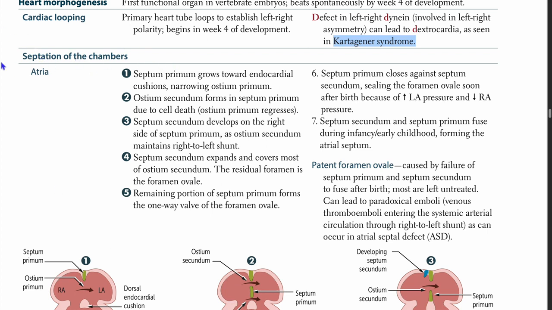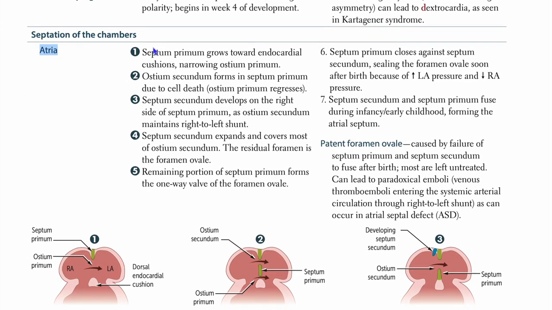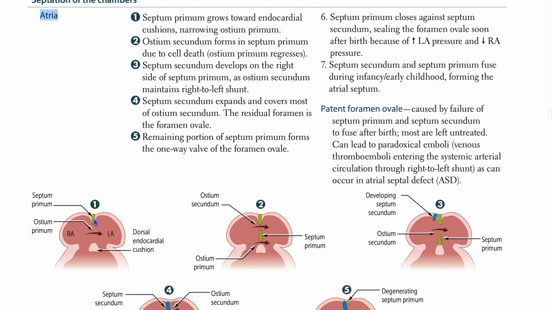Septation of the chambers. Okay, so right, four chambers, not cavities, but four chambers. So week 4, it starts beating. Atria. Septum primum grows towards endocardial cushion, narrowing ostium primum. So this is septum primum right here, and this is your endocardial cushion. So first thing that happens is this goes towards that. And this is called the ostium primum between the two.